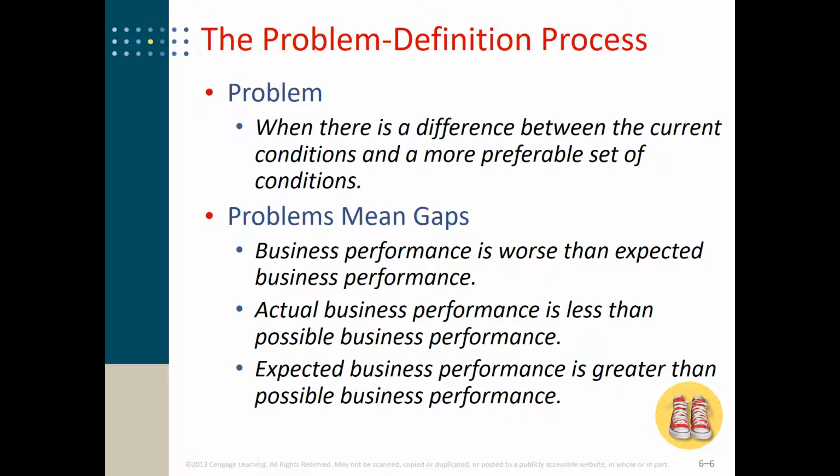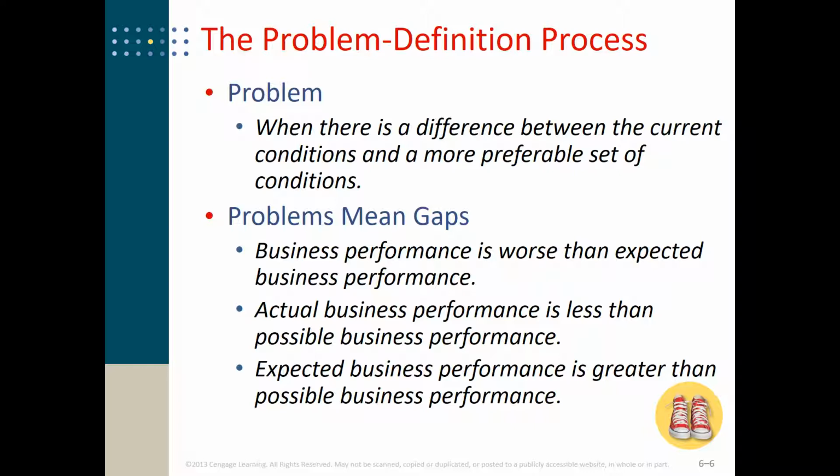This is particularly applicable for growth companies, when companies have the opportunity to grow, maybe cross-border. Let's say a company has the opportunity to export overseas. In that case, its actual business performance is less than possible business performance before the expansion or before the growth. So that's a problem. Although we are calling it a problem, that's basically an opportunity, but we see it as a research issue or a research problem.